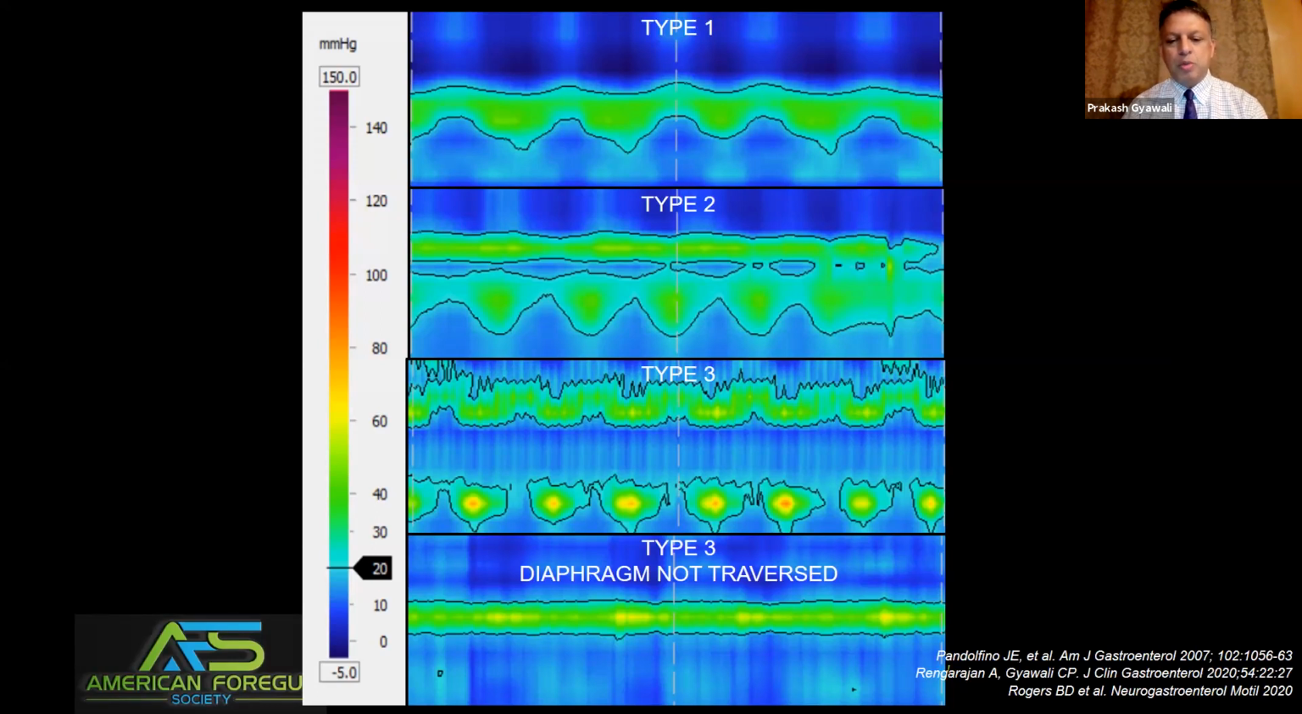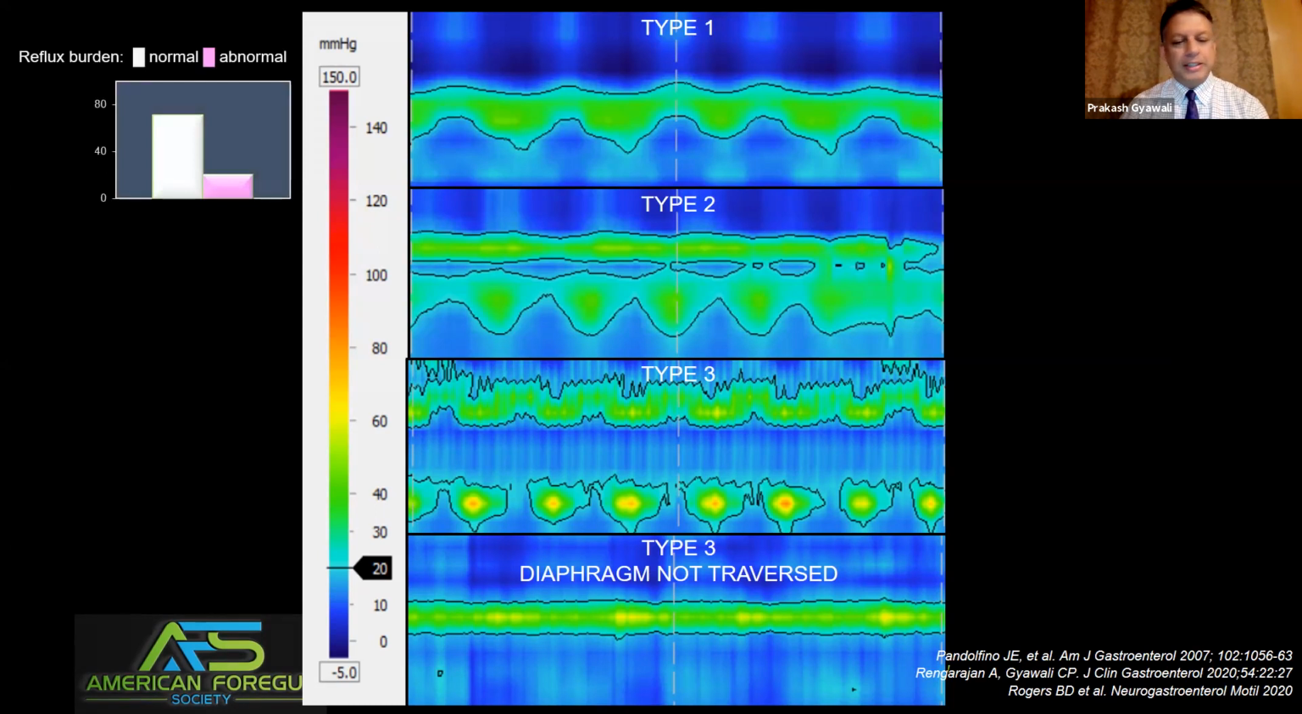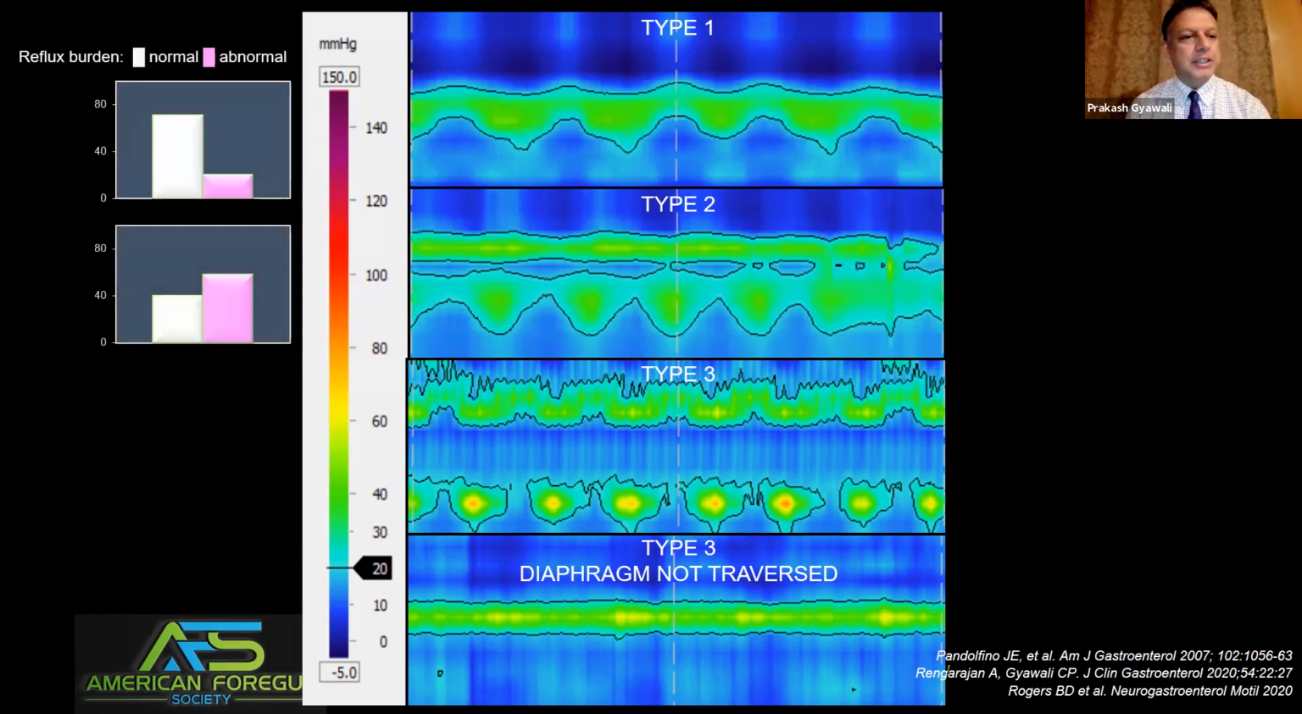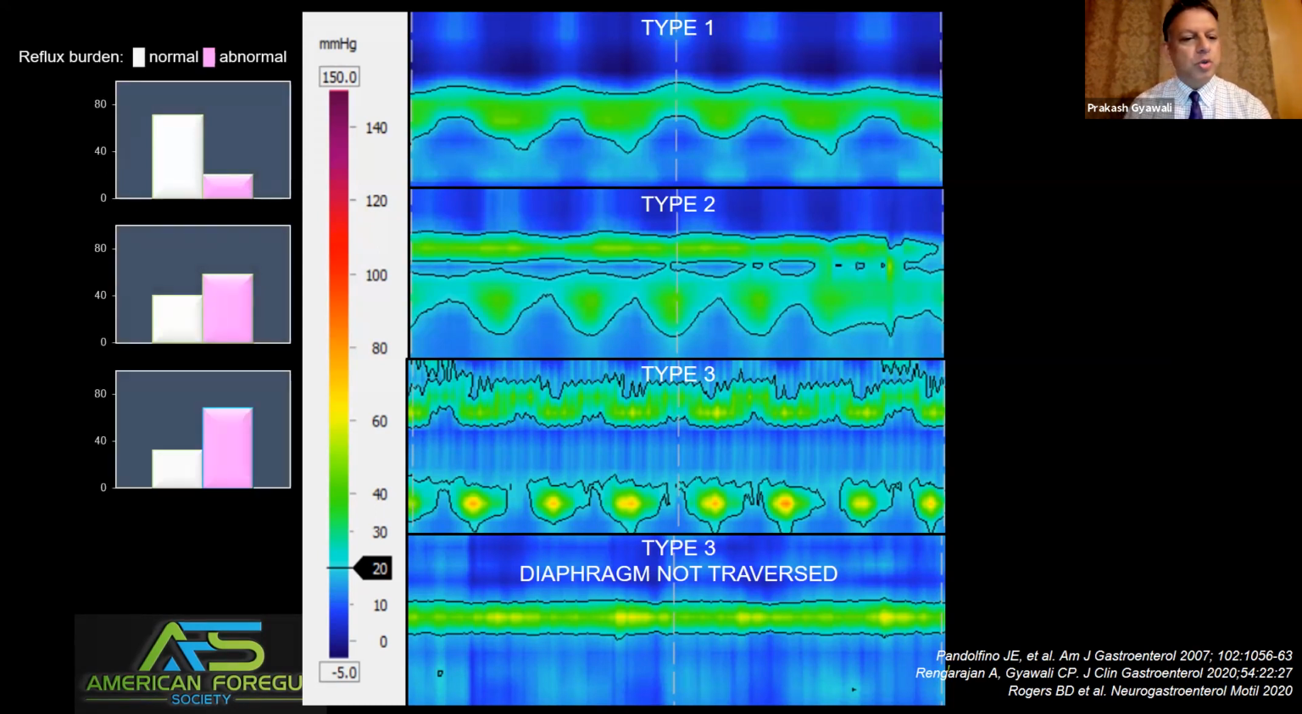Type 3, 3 or more centimeter separation. The bottom one, the diaphragm has not been traversed. And these different patterns can predict whether the reflux burden is going to be normal or abnormal. And it gets more abnormal as you go towards the higher subtypes, so type 2 and 3.